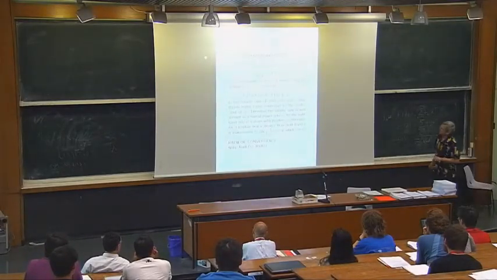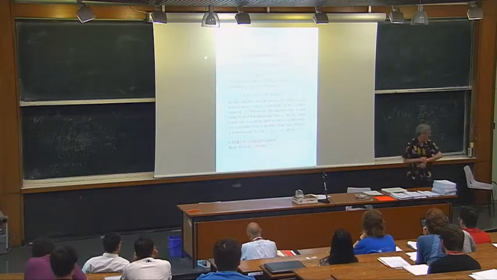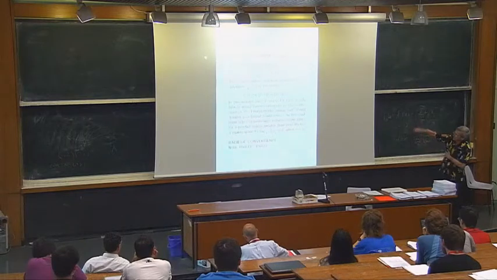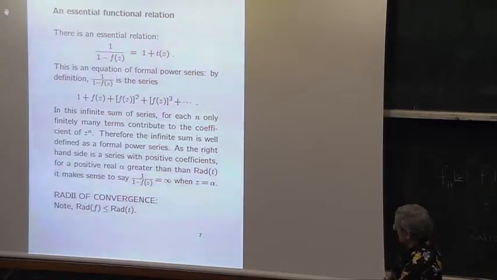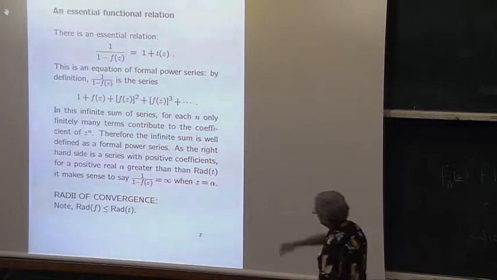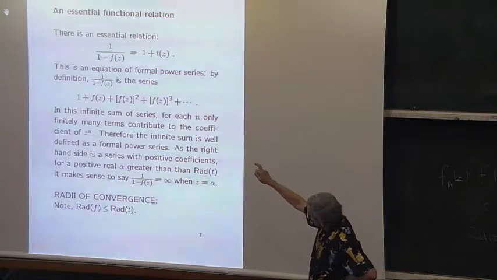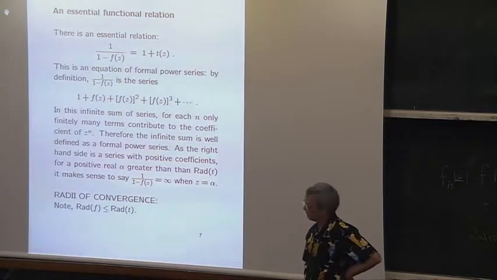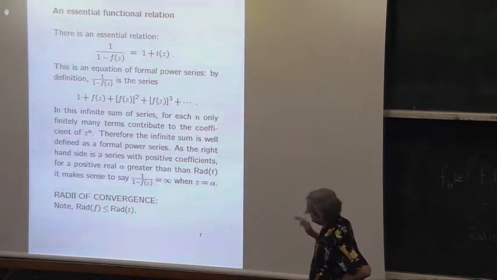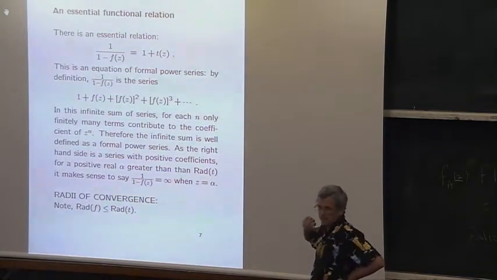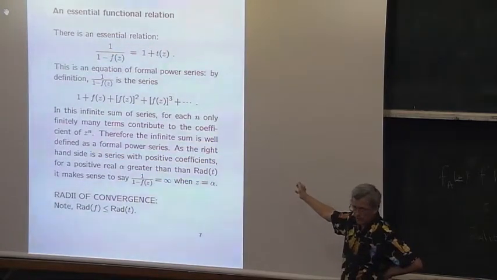Now there's an essential functional relation, which is the following. 1 over 1 minus f is 1 plus t. It's a relation of power series. But before I say anything more about that, let me just say something about what 1 over 1 minus f of z is. So this is an equation of formal power series, and by definition, 1 over 1 minus f is 1 plus f plus f squared plus f cubed, etc.